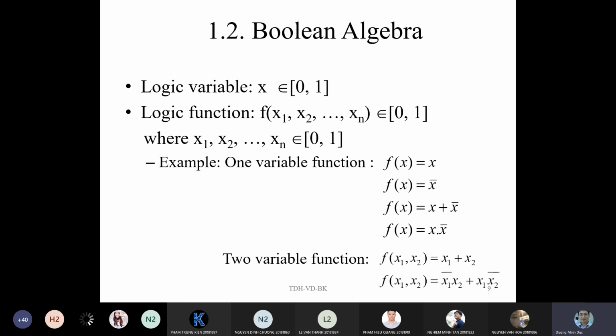A logical function is used to present the relationship among logical variables. Okay, so actually the function is the relation. We have two conditions in order to define a function as a logical function. The first condition is that all the variables of the function must be logical variables.